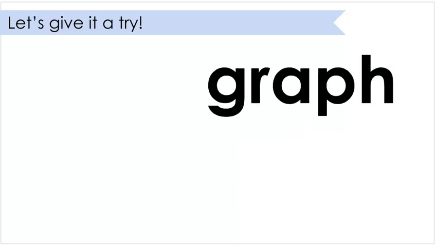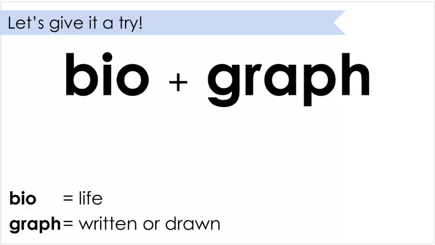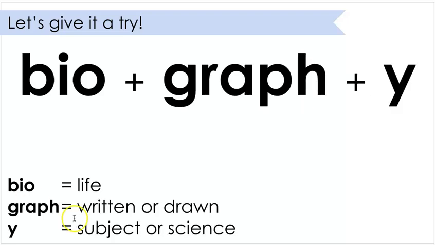This one you may have heard of. We're going to stick with graph, and we're going to add bio again. Of course, bio meaning life, graph meaning written or drawn. Now, I can't put bio and graph together. It doesn't make a real word, so I'm going to add one of our suffixes. Now, we haven't gone over this yet, but you're probably familiar with it. If you add y, it changes the definition to mean a subject or science. So it's going to be a subject or science of that. So if I add bio plus graph plus y, what would my word be?